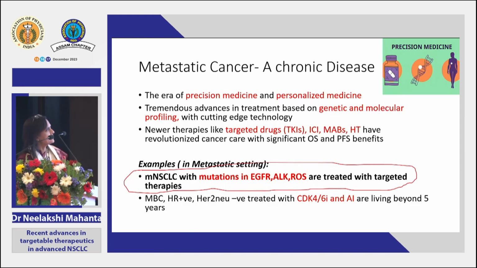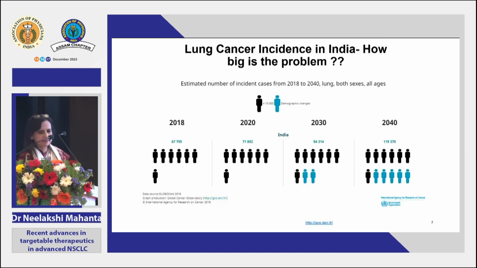There are tremendous, phenomenal advances in the genetic and molecular profiling of these patients with cutting-edge technology and newer targeted therapies like TKIs, that's tyrosine kinase inhibitors, and monoclonal antibodies. They have revolutionized cancer care with significant overall survival and progression-free survival benefits. And of course, today's talk is in the context of metastatic non-small cell lung cancers with mutations like EGFR, ALK, ROS, which can be treated with targeted therapies with fascinating, fantastic outcomes.